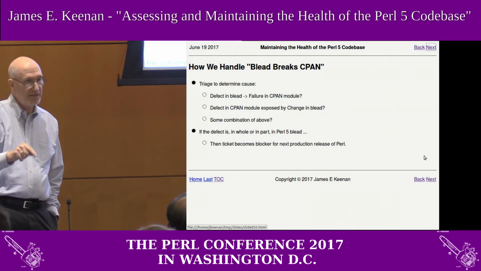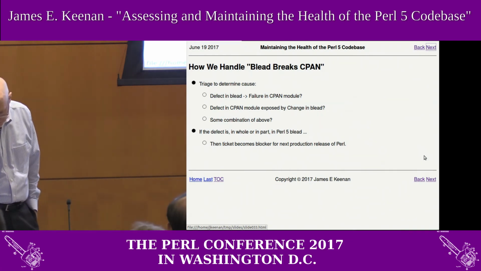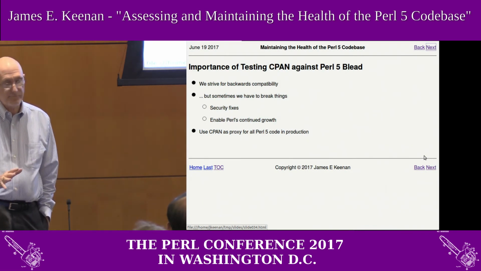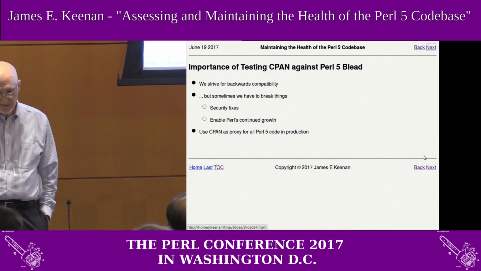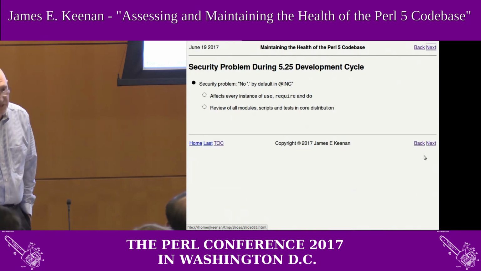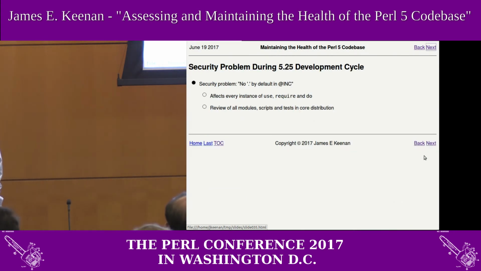If the problem is in the code in Perl 5 Blead, that ticket becomes a blocker for the next release of Perl 5. We strive for backwards compatibility. Sometimes we have to break things due to security fixes or to enable Perl's continued growth, but we can use CPAN as a proxy for all the Perl 5 code that's out there in production.